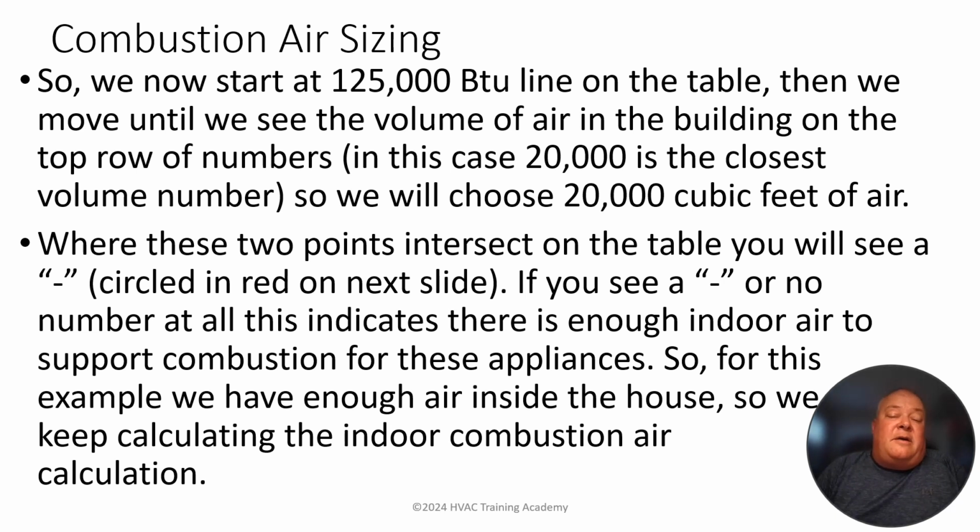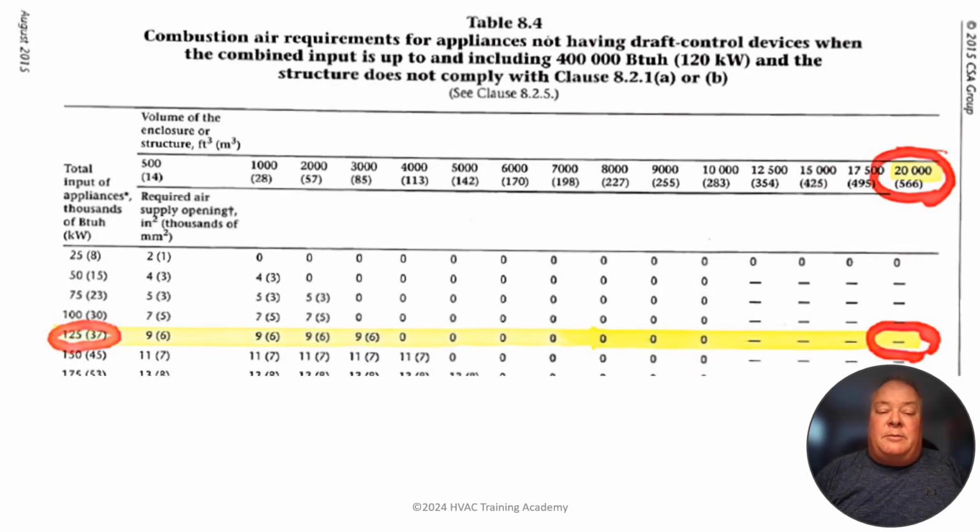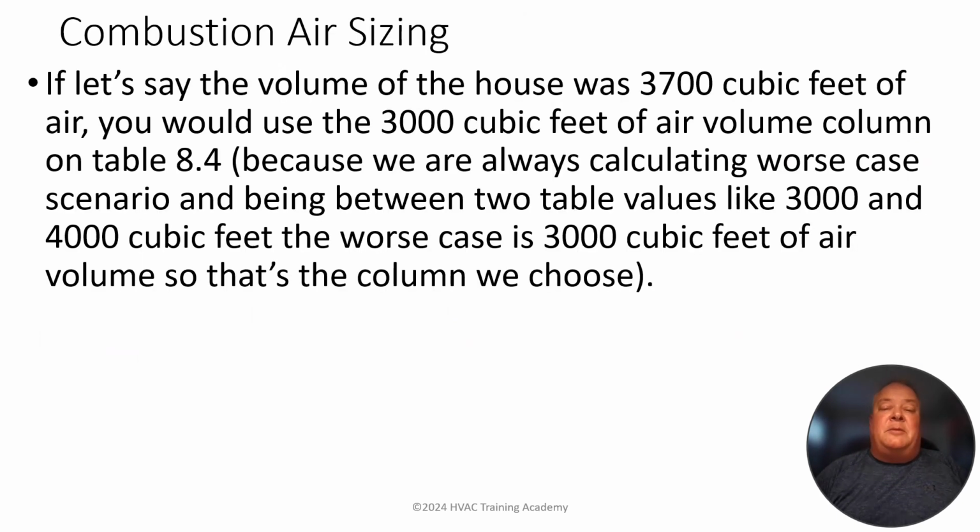So a dash or no number at all indicates there's enough air to support combustion for the appliances. So we have enough air in the house. As long as that's all we're doing, we're done. We don't have to do anything else to satisfy the air requirements for these pieces of equipment. And again, showing a slide with the same numbers.